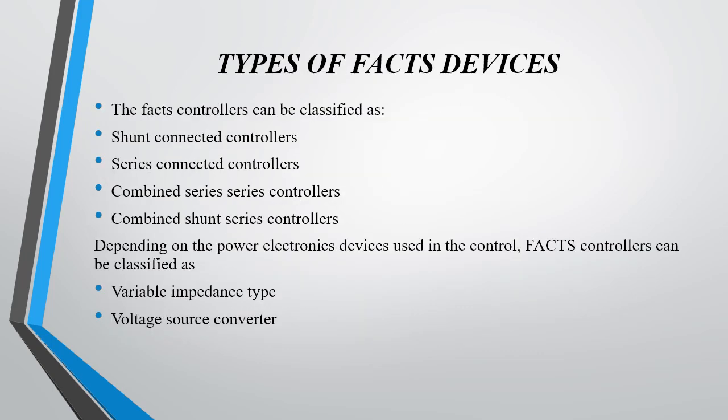Then what are the types of FACTS devices? FACTS controllers can be classified as shunt connected controllers, series connected controllers, combined series-series controllers and combined shunt-series controllers. And these FACTS controllers can also be classified as variable impedance type and voltage source converter type.